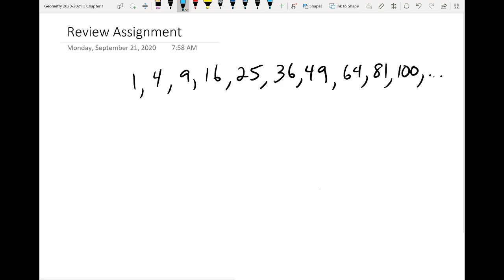The square numbers are numbers that are designed as follows. The sequence goes, the first one is 1 squared, which is 1. The next one, 2 squared, which is 4. 3 squared, 4 squared, and so forth. So when we're at 4 squared, we should have 16, right? And so on and so forth.